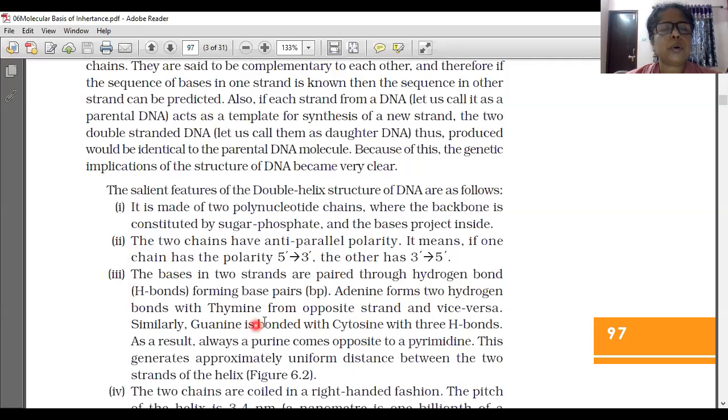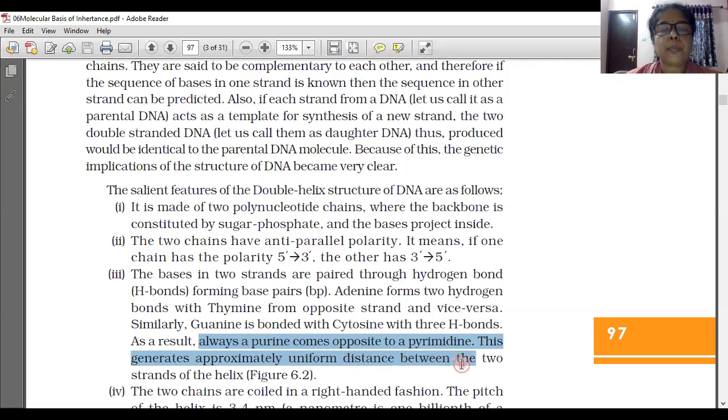Adenine forms two hydrogen bonds with the thymine from the opposite strand and vice versa. Similarly, guanine is bonded with cytosine with three hydrogen bonds. As a result, a purine always comes opposite to a pyrimidine only. Adenine is bonded with thymine, where adenine is a purine and thymine is a pyrimidine. Cytosine is bonded with guanine only. So always a purine comes opposite to a pyrimidine.